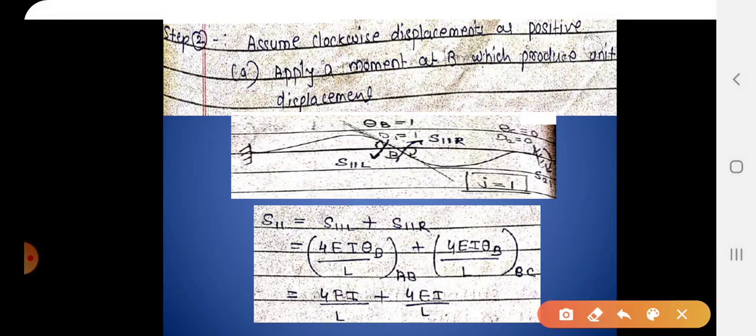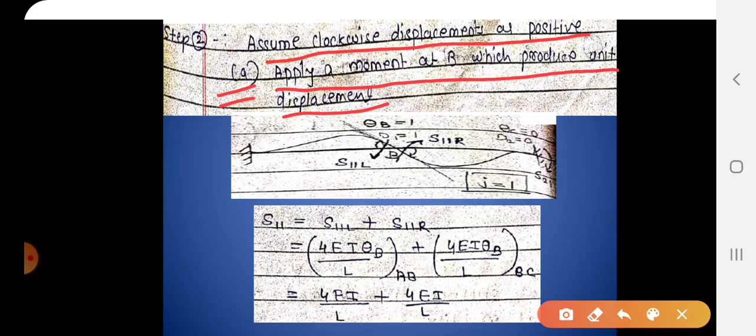Okay, to generate stiffness matrix, we have here assumption, assume clockwise displacements as positive. In that, part A is related to first redundant, that is theta at B. Okay, so to produce theta at B, we have to apply moment at B, and of course positive. Therefore we have written apply a moment at B which produces unit displacement.